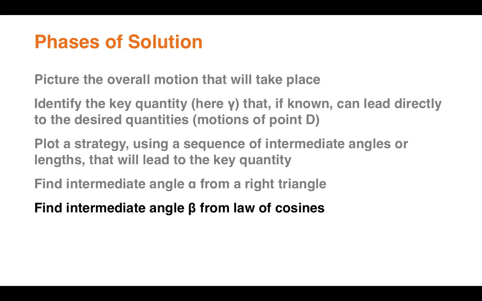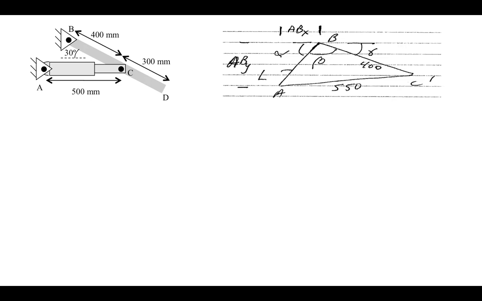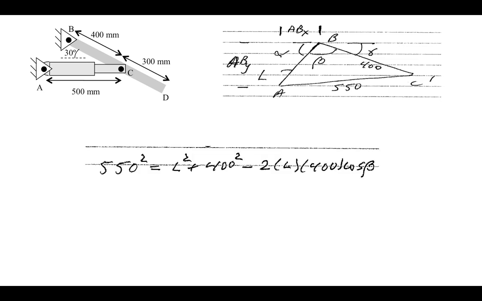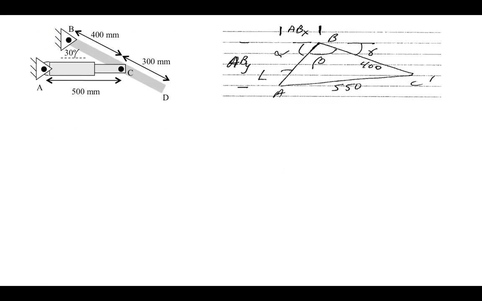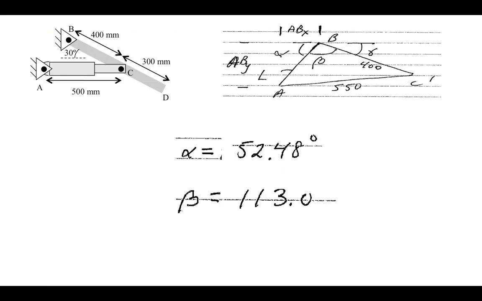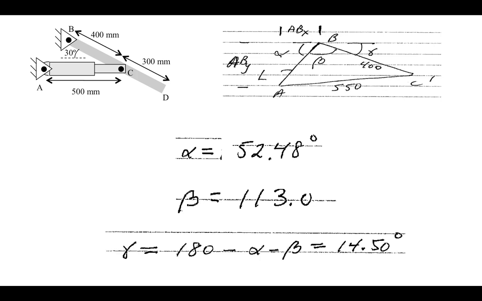Next, we turn to finding the intermediate angle beta, which is formed by the triangle ABC. Since we know all three lengths of the triangle ABC, we can find any of the angles from the law of cosines. The law of cosines includes one angle, so we write down the version that includes the angle beta. Since all the lengths are known, this can be solved for beta. Next, we find the angle gamma. We use the fact that the two angles alpha and beta are known, and that the sum of alpha and beta and gamma must equal 180 degrees, so that we can then solve that for gamma.